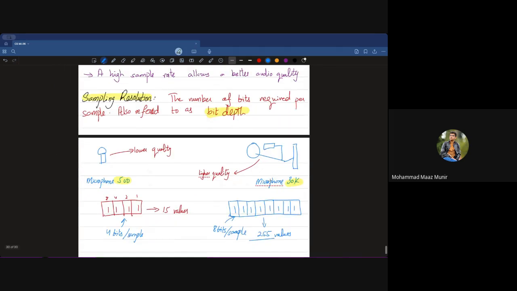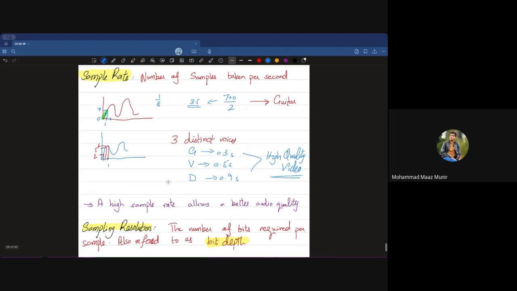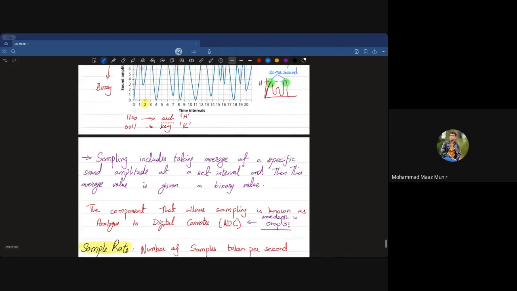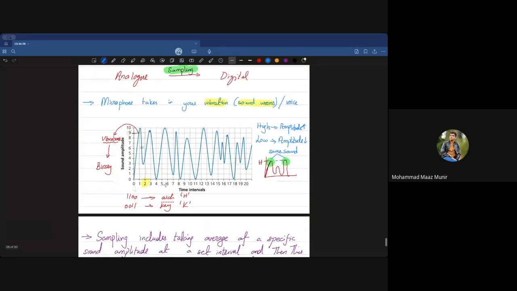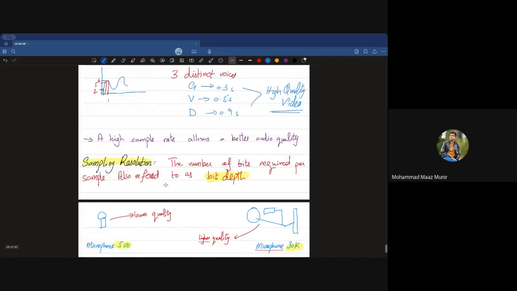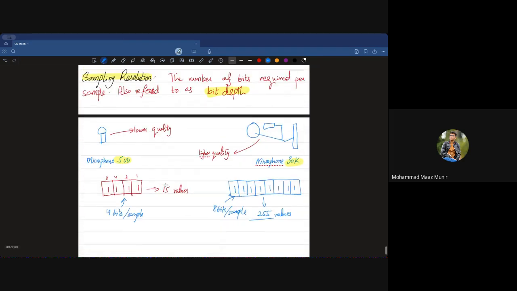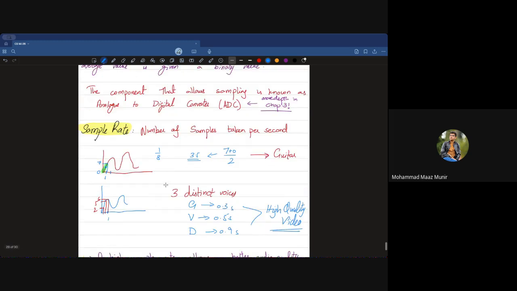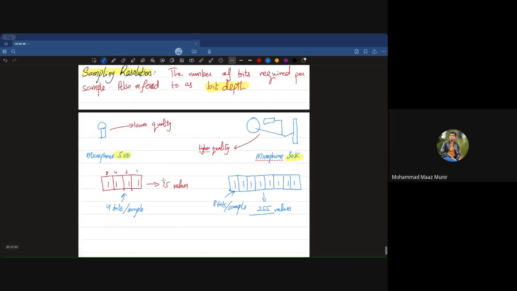Now, the questions are just going to be testing you on the definition. So it's really important you memorize these two definitions. Apart from that, the other part is basically just discussing the concept. So you should be well aware of what conceptually a sample rate means, and what the sampling resolution is. When you understand the concept, it is not difficult to remember.